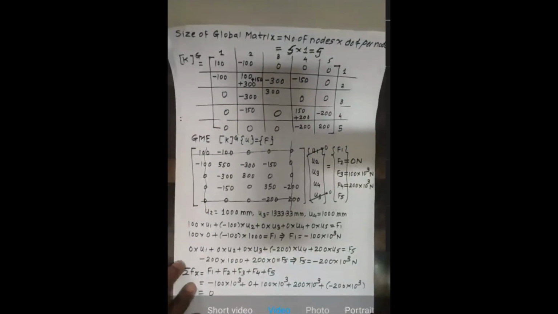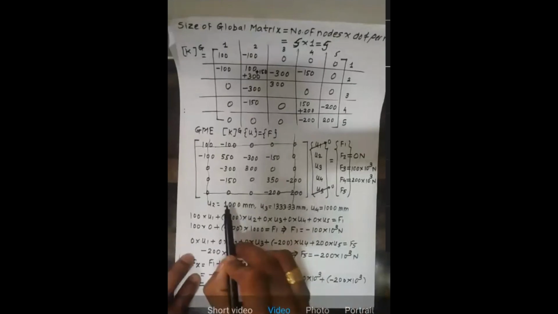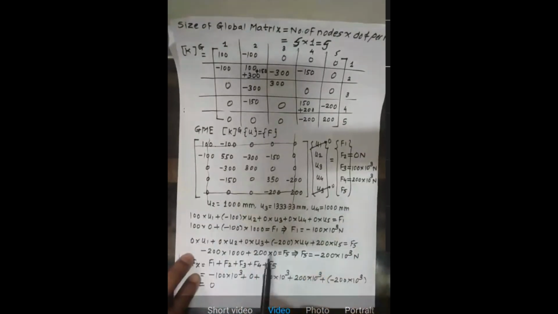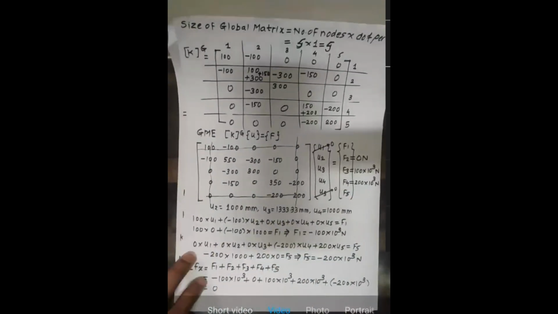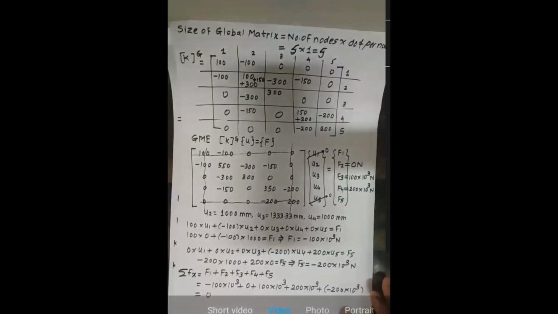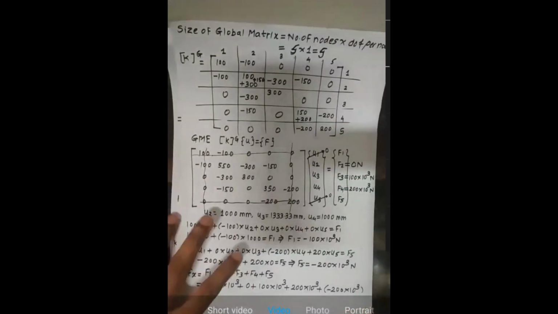So what answer you're getting? You're getting the value to be equal to 0. So that means whatever values of displacement that you got are right. Only then is your summation of forces tending to 0. Understood all of you this one? Is it clear to you, everyone?